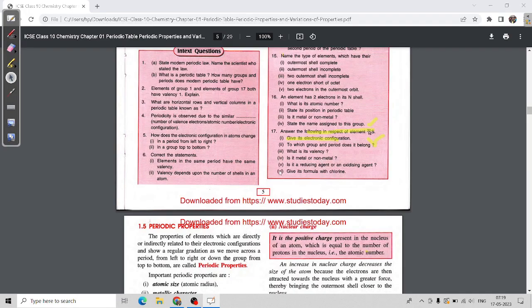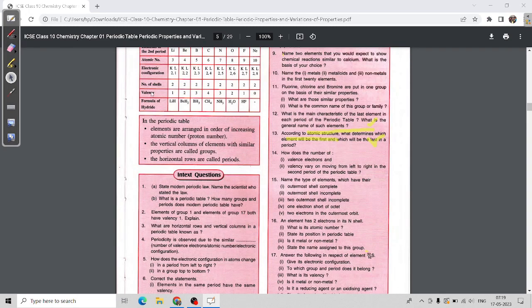By this we will end our index question 1 of chapter 1. Okay, so we will meet in our next lecture.